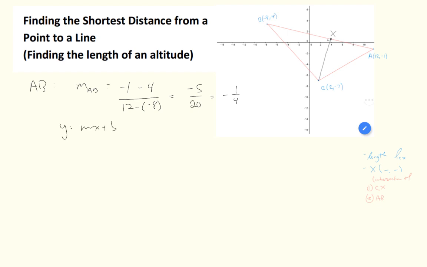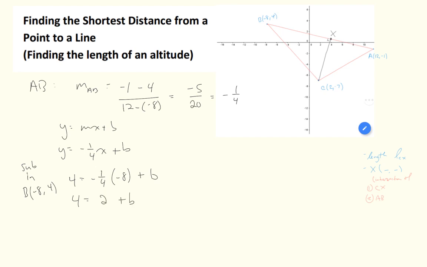Y equals mx plus b. We're going to put in the slope first, negative 1 quarter x plus b, and then we will sub in point B. It doesn't matter if it's A or B. We'll put in B, which is negative 8, 4. Here we go: 4 equals negative 1 quarter times negative 8 plus b. And so 4 equals, let's see, a quarter of 8 is 2.